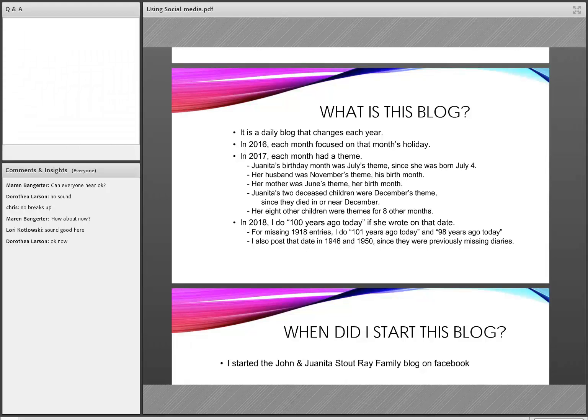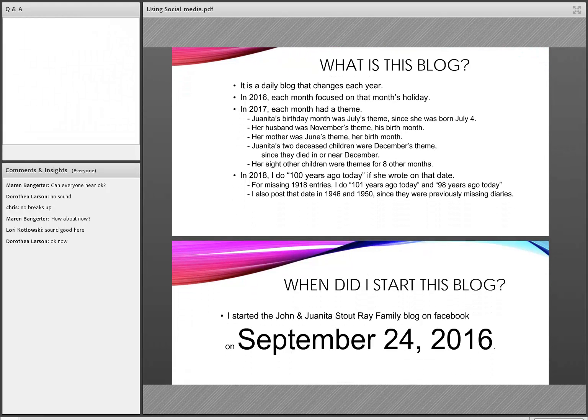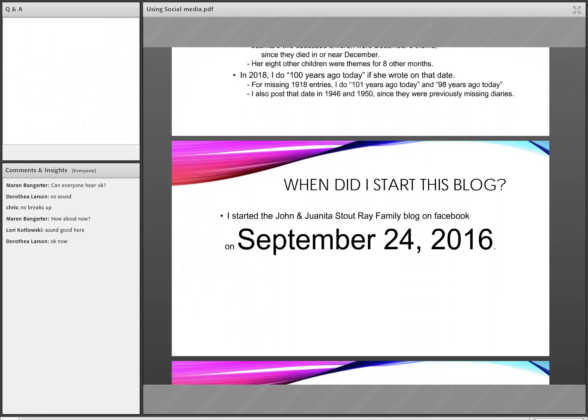In 2018, I do "100 years ago today," if she wrote on that date, which she did. So when I post, it'll be what she wrote 100 years ago today. And I mentioned that for some missing 1918 entries, I do "101 years ago today" and "98 years ago today." I also post that date, today's date, for 1946 and 1950, because those diaries have recently been found. The 1946 is the original, and the 1950 is a transcription.